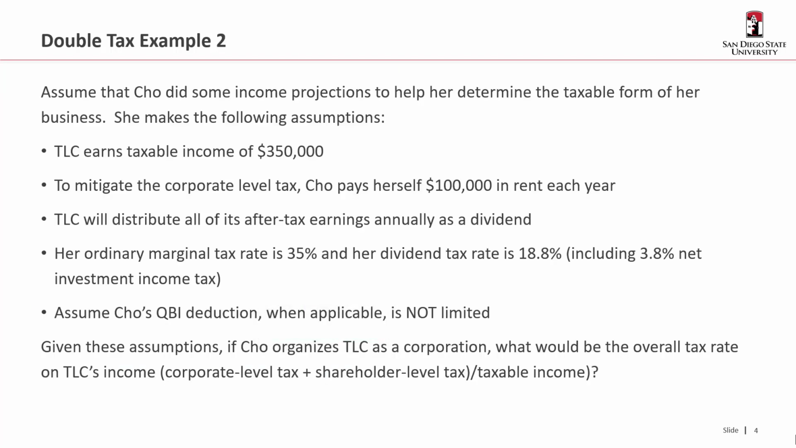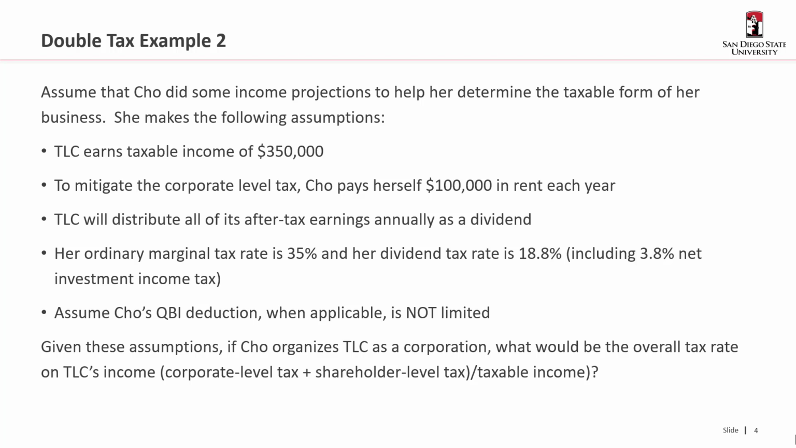Okay, so now let's assume that Cho did some income projections, and her TLC is going to earn $350,000, but in order to help mitigate some of that corporate level tax, Cho is going to pay herself $100,000 in rent each year. So rather than have the business own the Leaky Cauldron building, she's going to own it herself. And then she's going to charge her corporation rent.